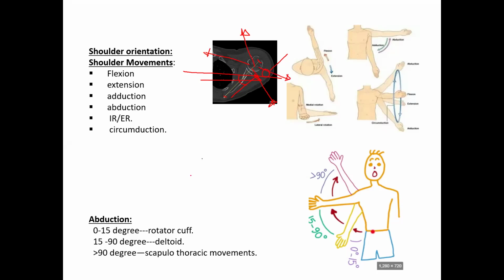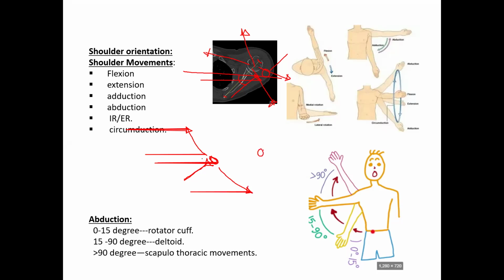So if you see here, this is your shoulder joint. This is the glenoid and humerus. So this is the axis. The movement perpendicular means movement going like this is flexion. Movement going away is extension.